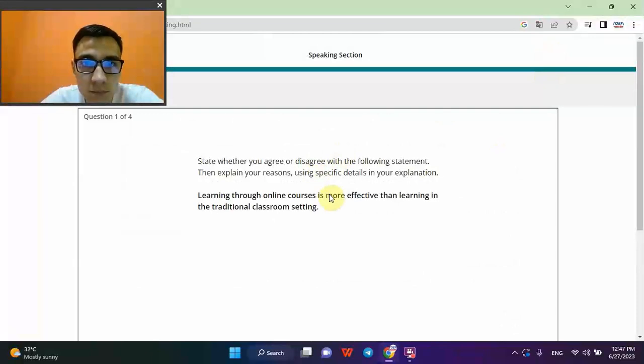State whether you agree or disagree with the following statement. Then explain your reasons, using specific details in your explanation. Learning through online courses is more effective than learning in the traditional classroom setting.